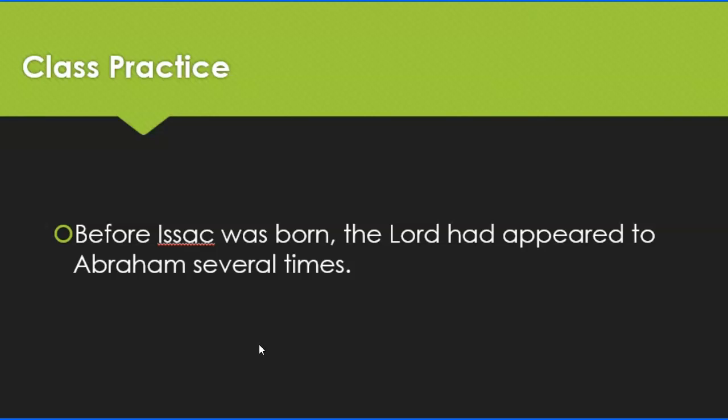Go through. You don't have to rewrite the sentences. What you need to do is write what the verb is and then whether it is past, present, or future perfect. Okay. The first one: before Isaac was born, the Lord had appeared to Abraham several times. So write the whole verb, the clue word plus the verb, and then decide whether it's past, present, or future perfect. And I'll give you a couple of seconds, and then I will reveal the answer on the next slide.